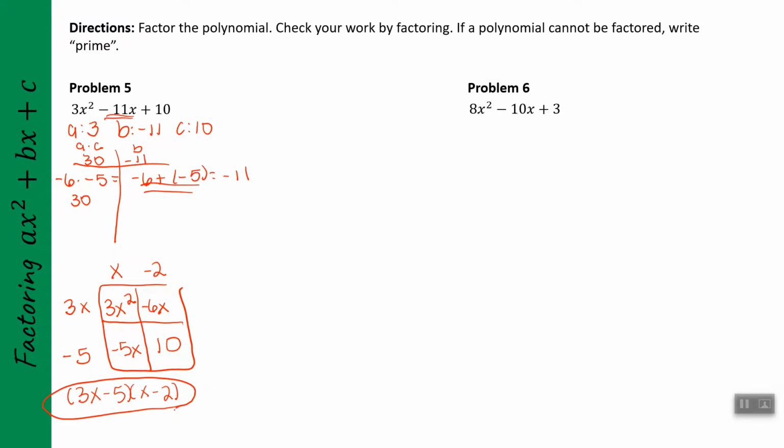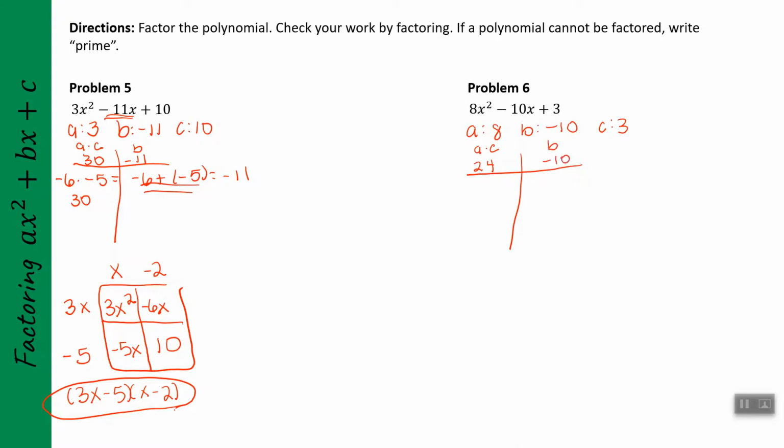Okay. Next problem. A is 8. B is negative 10. C is 3. So let's make a column. A times C. 8 times 3 is 24.